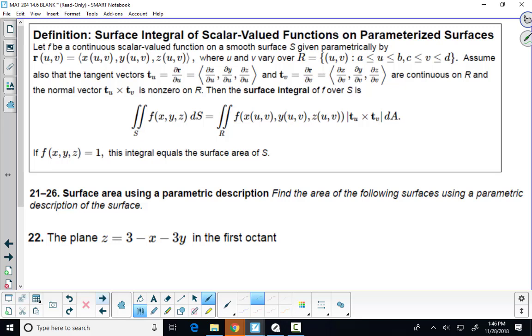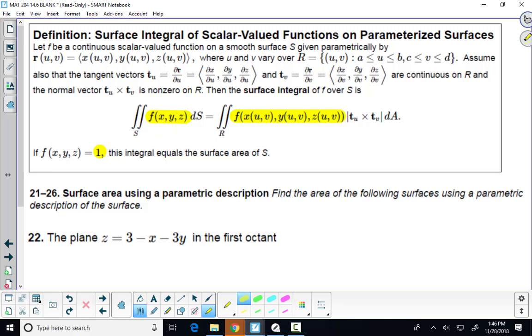Okay, also same as other things we've done: if the function in here is just 1, then the integral represents the area of the surface. Just like a single integral of 1 gives you the length of an interval, and a double integral of 1 gives you the area of R, a surface integral of 1 is going to give you the area of the surface. So does that have to be 1 for this to work? Nope, it has to be 1 if the interpretation is area of the surface.